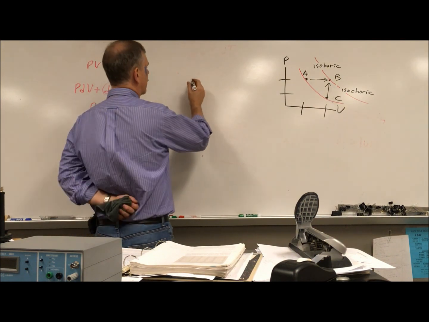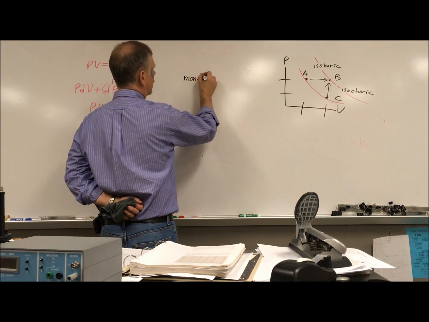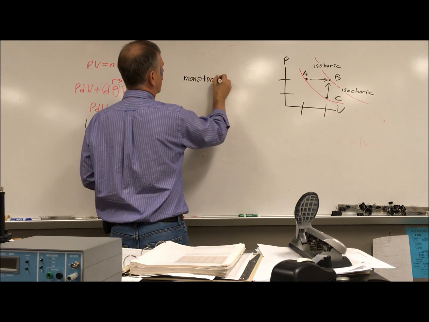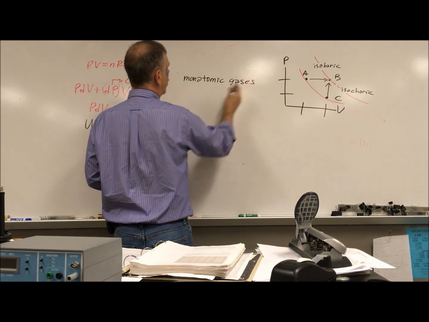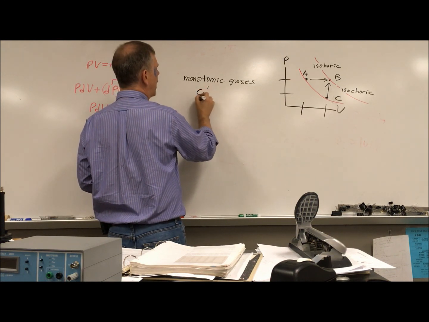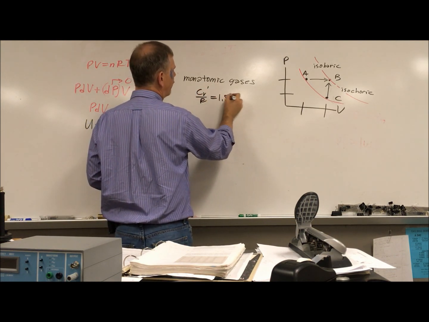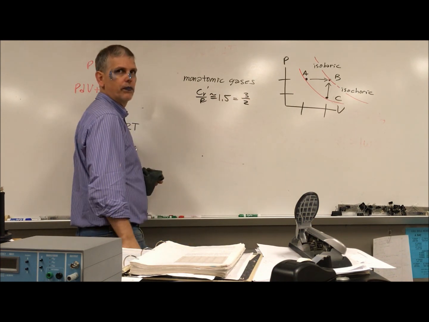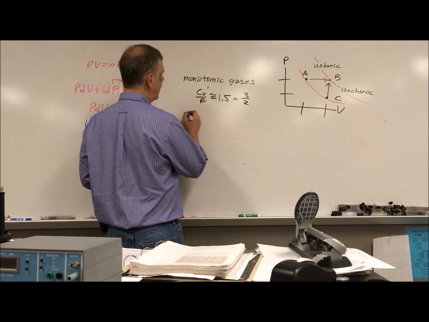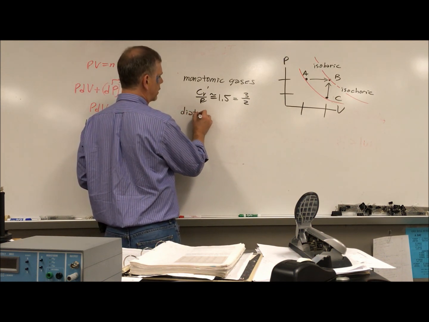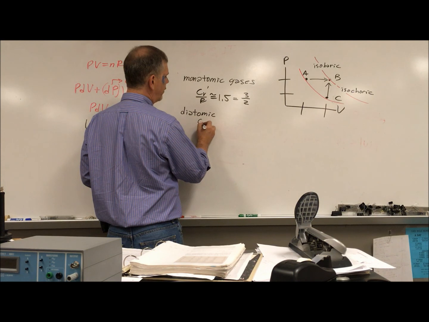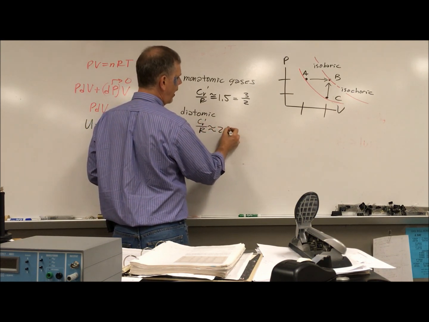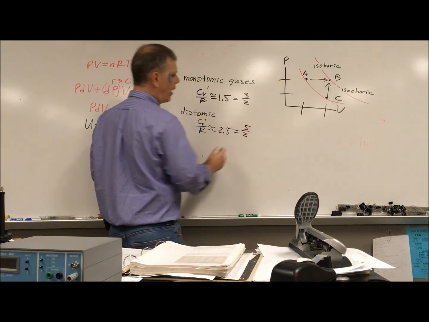Here we go. For monatomic gases, we get that Cv prime over R equals 1.5 approximately, which equals 3/2. We get that for diatomic, Cv prime over R is approximately equal to 2.5, which equals 5/2.